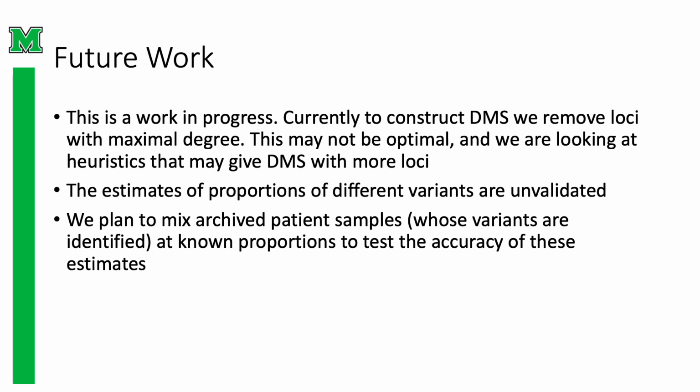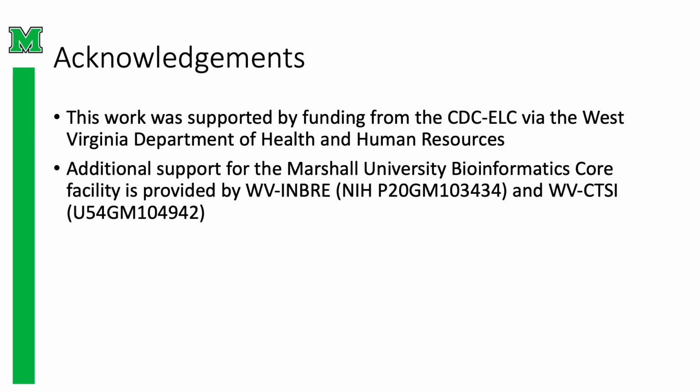This is ongoing work which is still in progress. Our immediate next steps are, firstly, to look for a more efficient method for selecting loci for removal in creating the discriminating mutation sets. We would aim to have larger discriminating mutation sets with a different method. Secondly, our facility has archived viral samples from individual patients, which we have sequenced and for which we have identified the SARS-CoV-2 variant. We plan to create pools of these at known proportions in order to validate the methodology.